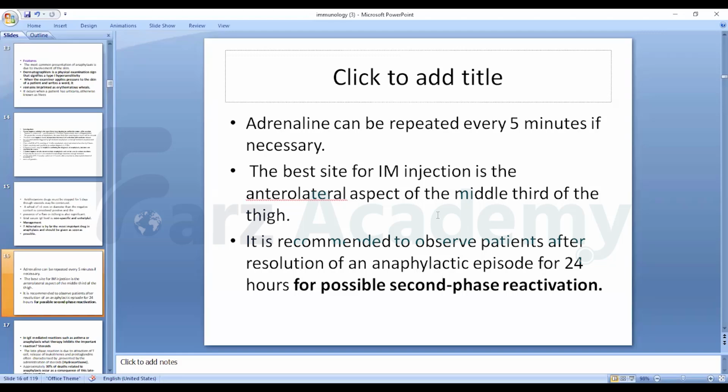It is recommended to observe the patient after resolution of an anaphylactic episode for 24 hours for possible second phase reactivation. So that's why we advise the patient to stay in the hospital.